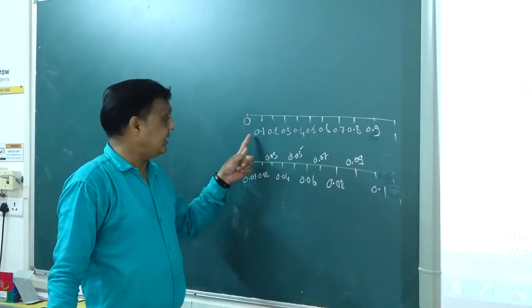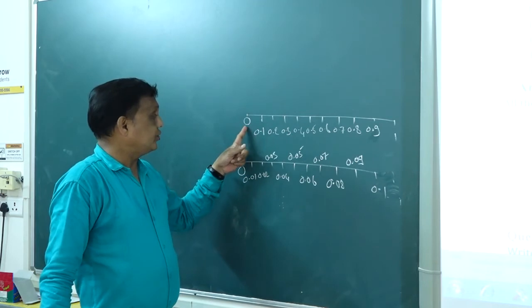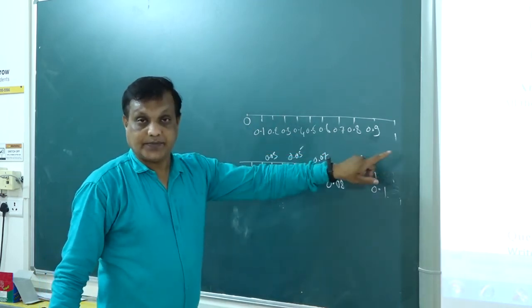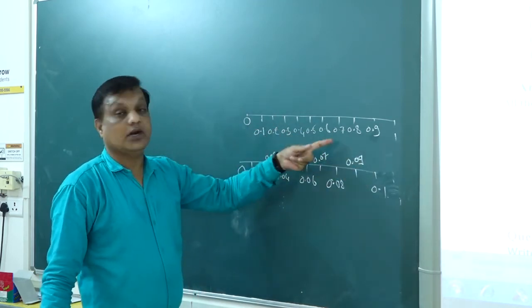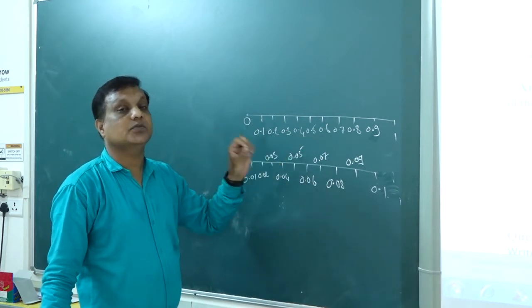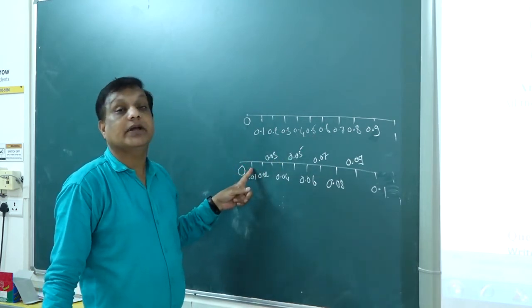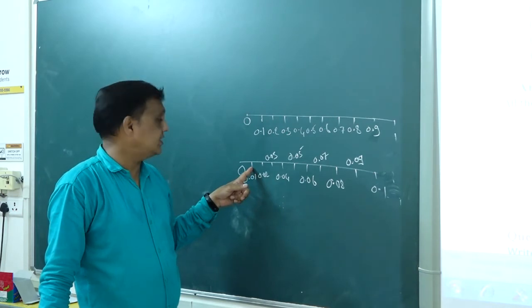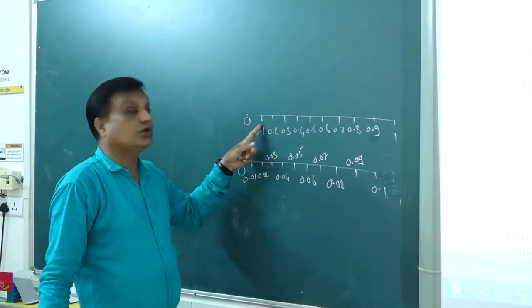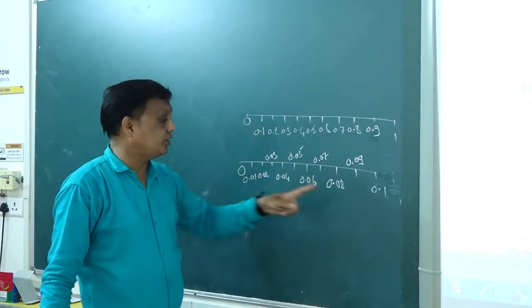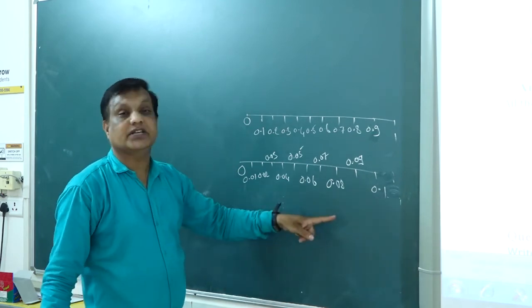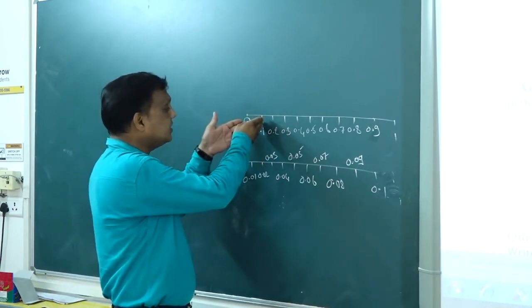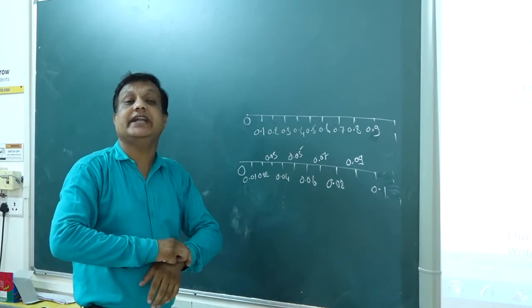Please pay attention. 0 to 1, this is our number. In this number, there are 10 small numbers, 10 millimeters, and in that again, micromillimeters will become millimillimeters. So between 0 and 0.1, if you see, this many numbers are there. Between every single number you will see 10 small numbers.